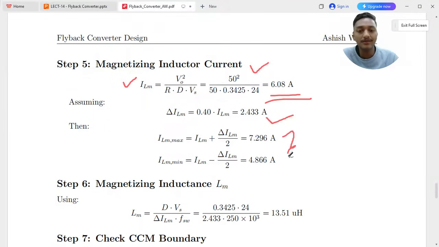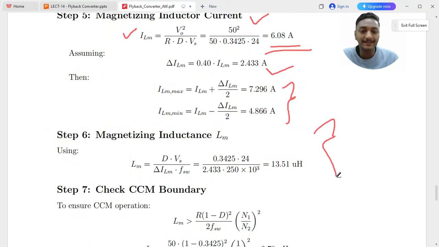Then I calculated the minimum and maximum values of the magnetizing inductor current. Just for my reference, when I see the simulation waveform I should get nearly these values, because whatever we learn theoretically should reflect practically as well. Now the magnetizing inductance value: we derived LM equal to D into Vs divided by delta ILM into FSW. I substituted the values and got the required magnetizing inductance value. You have to keep this parameter when you enter the values in the transformer. I will tell you in the simulation how to do that.